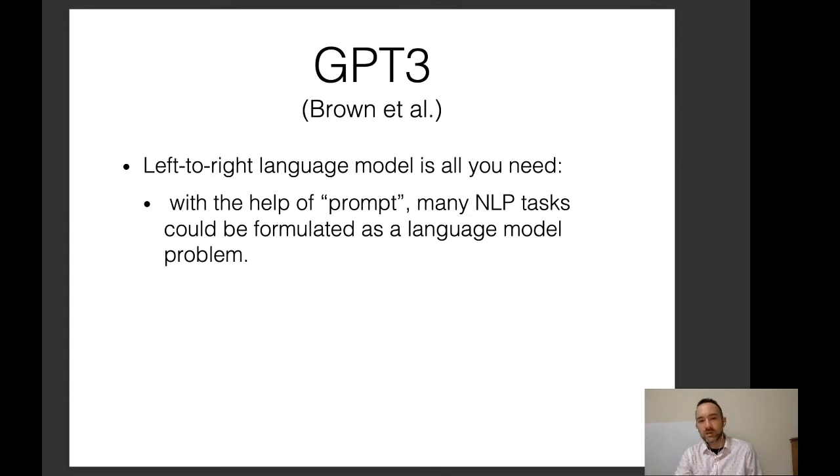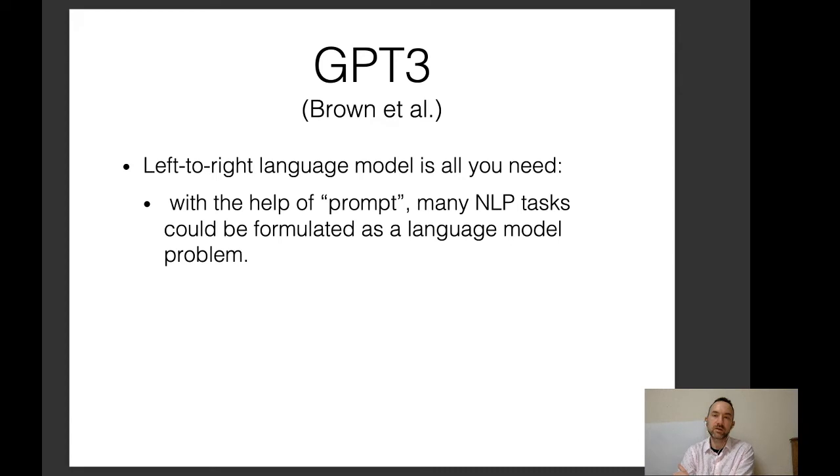So the interesting thing about GPT-3 is the experimental results that they demonstrate in the paper basically suggest that a left-to-right language model, I wouldn't necessarily say it is all you need, but it's surprisingly powerful at doing different tasks. And maybe the more interesting thing is that they demonstrate that you don't actually need to fine-tune the parameters of the model downstream.